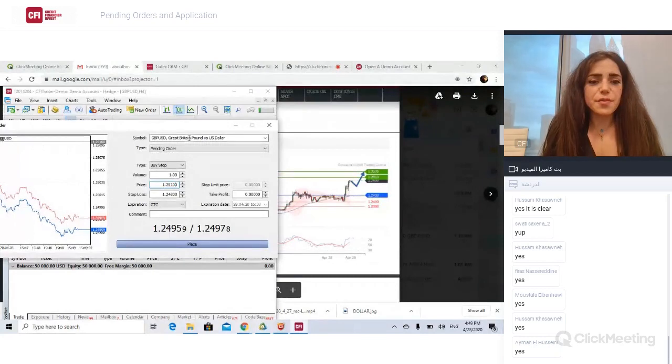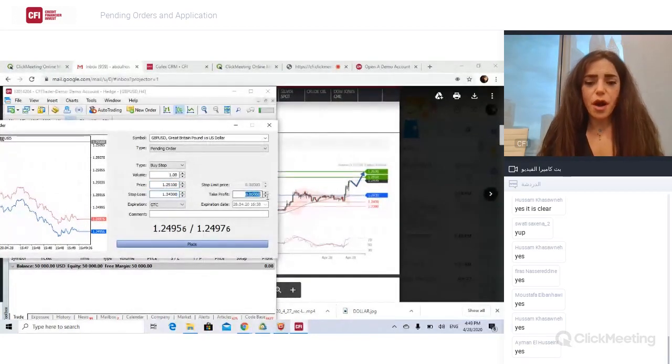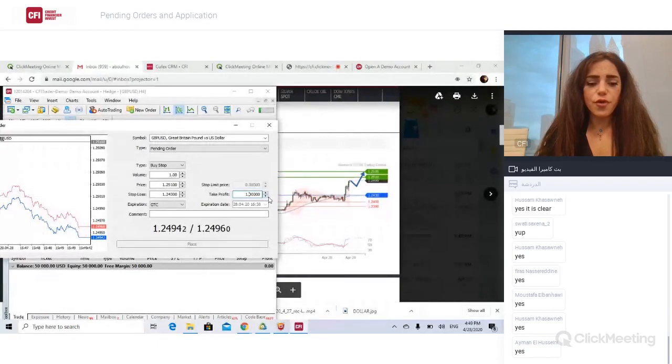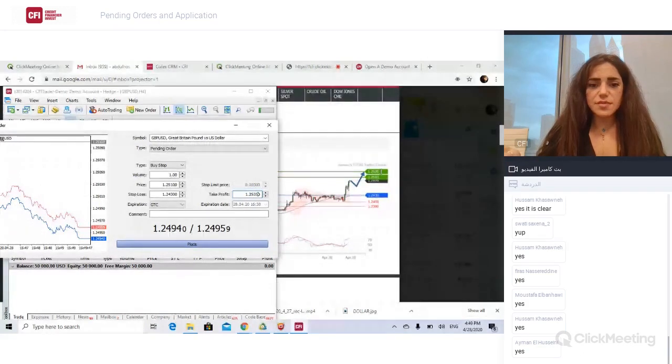So I specified the price and I have the stop loss. Now my take profit should be somewhere above my gains. 1.2510 is where it's going to open. And 1.2535, I did not create this. I just took the second resistance level and put it as my take profit. Okay, now I can place my order.